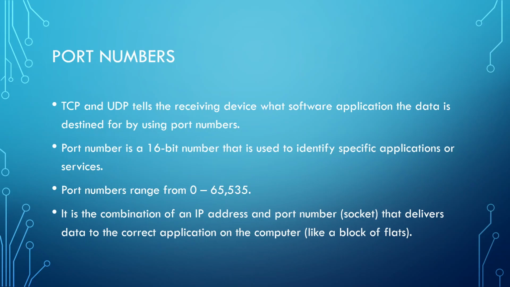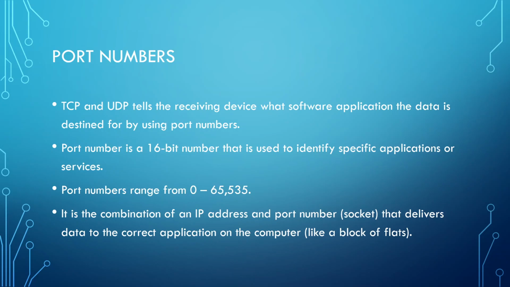Now, TCP and UDP tell the receiving device to what software application the data is destined for by using port numbers. A port number is a 16-bit number that's used to identify the specific application or service, and we have a source port and a destination port. Source port, what application this data was coming from. Destination port, what application this data is going to. The port numbers range from 0 through 65,535, and it's a combination of IP address and port number, which is known as a socket, that delivers data to the correct application on the correct computer.